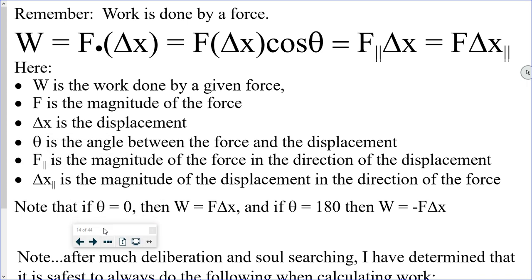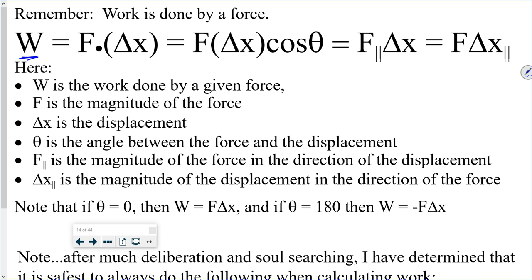This is sort of the, if I lost you, pause, take a deep breath, this is really what you need to know, okay? So remember, work is done by a force, all right? So when you calculate work, you're actually taking what's called a dot product, all right? And this is some math that most of you probably haven't learned at this point.